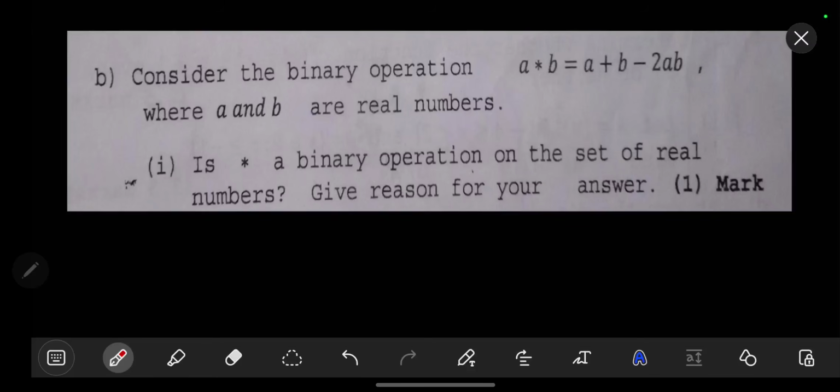Looking at our part b, it says that consider the operation a star b should be equal to a plus our b.